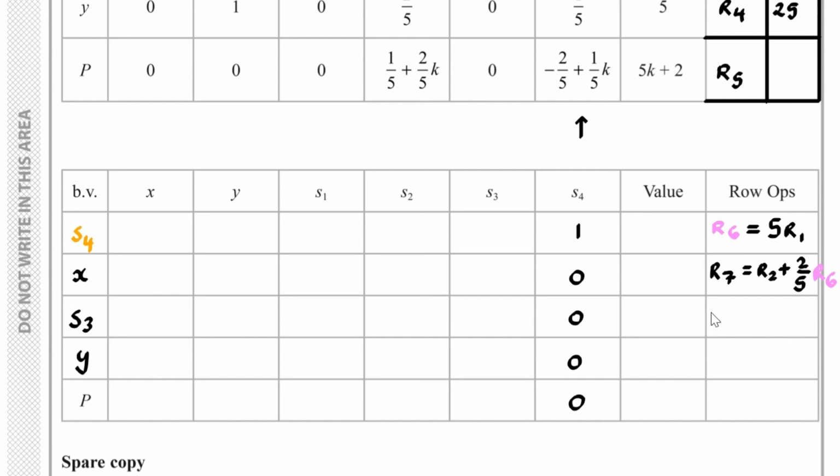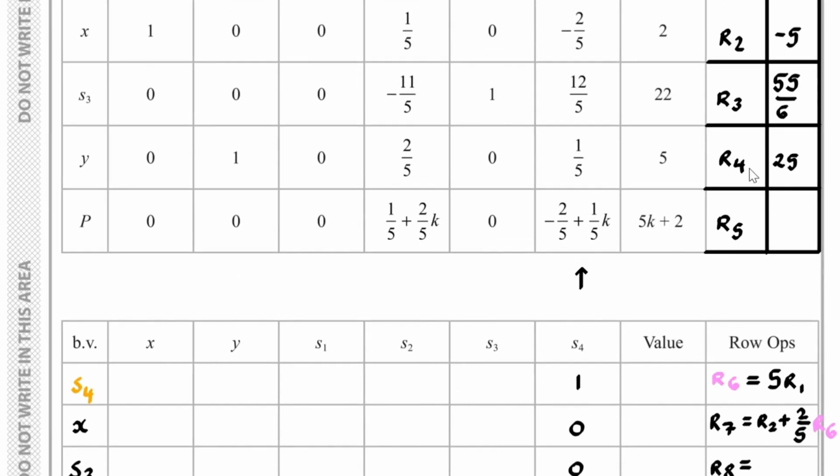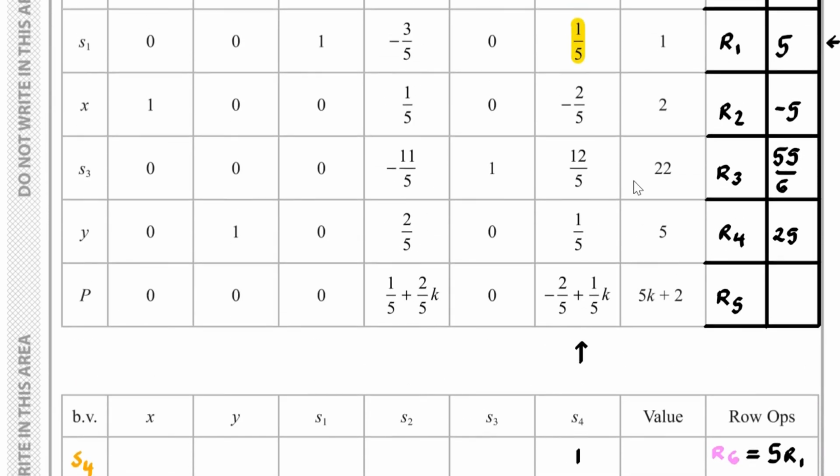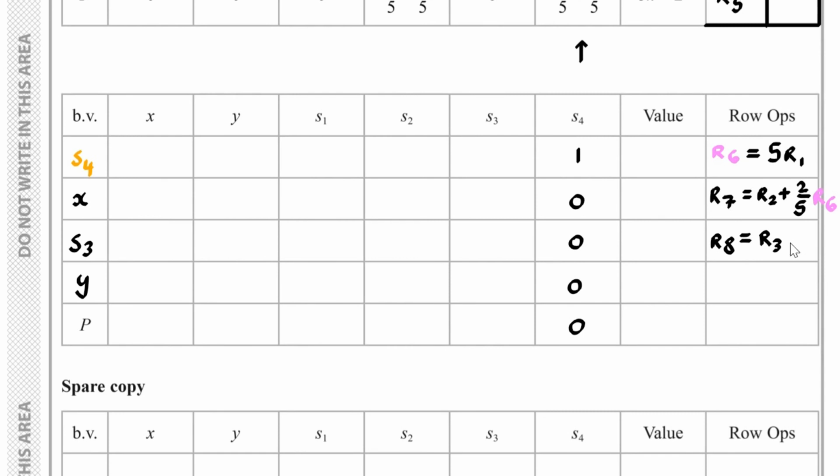For R8, what we have so far is 12/5 for R3. So we take R3 and then we will add on negative 12/5. In other words, we subtract 12/5 multiplied by R6.